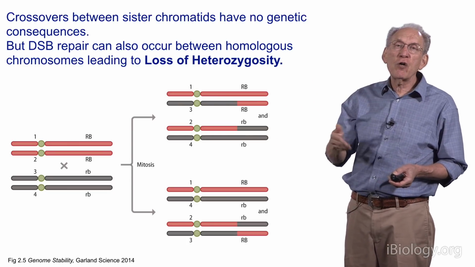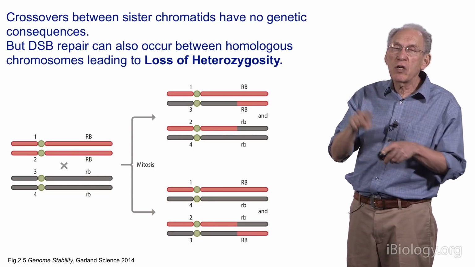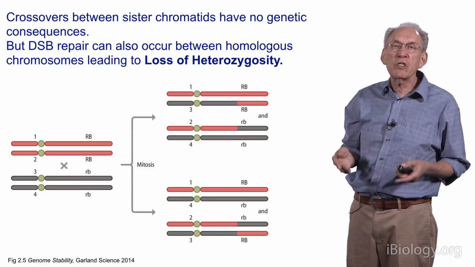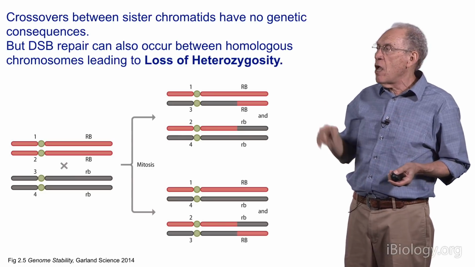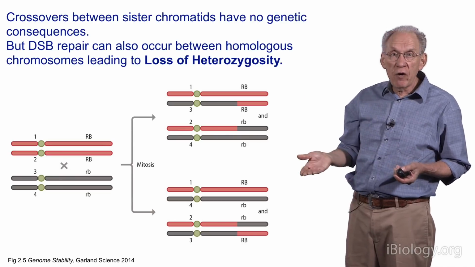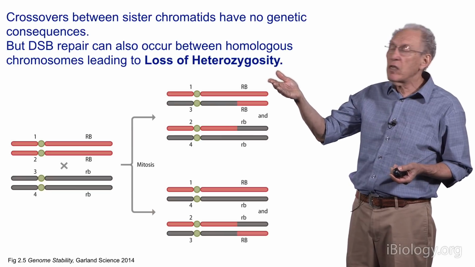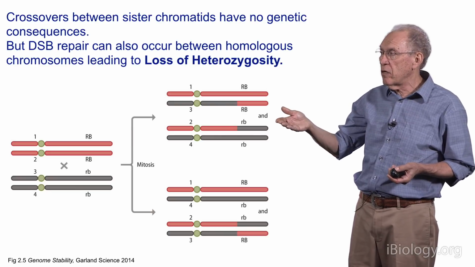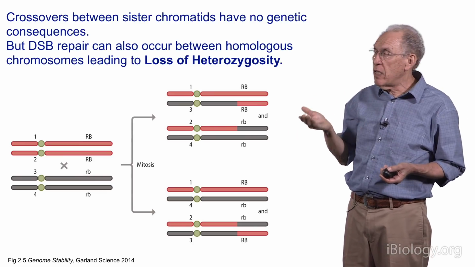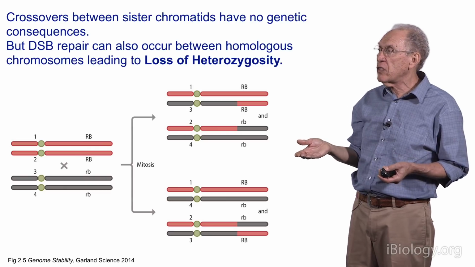If crossover occurs between two sister chromatids, there's no genetic consequence because they are in fact identical pieces of DNA, or this identical sequence that is just being exchanged. But if there are crossovers between homologous chromosomes, there can be very severe consequences, namely something called loss of heterozygosity, which is illustrated here. So here I'm illustrating what happens when one of these two chromosomes carries a recessive mutation called RB.